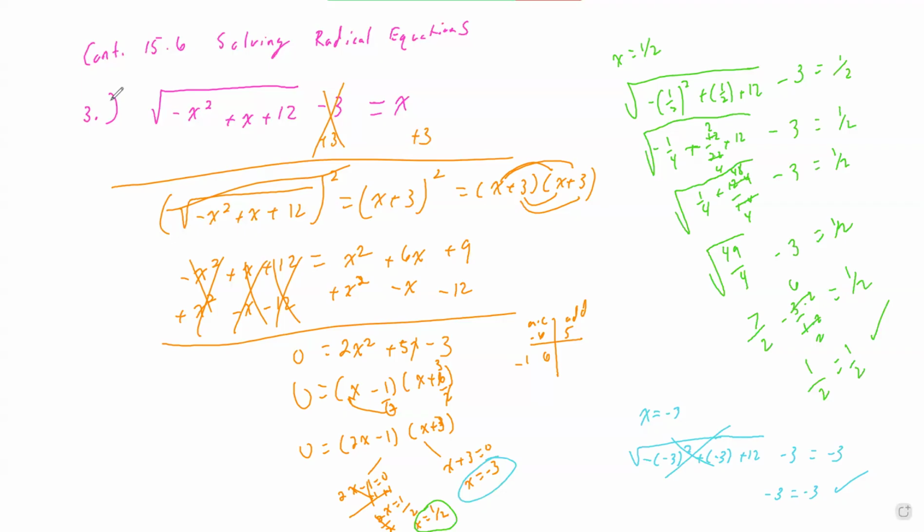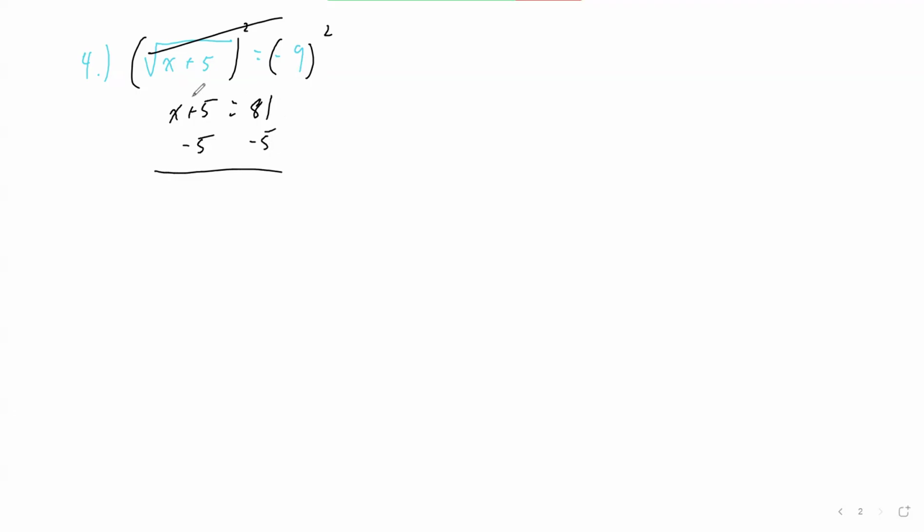All right, so let's look at another one. Let's look at number 4. We have the square root of x plus 5 equals -9. All right, so it's already isolated. So I can go straight into squaring it. This gives me x plus 5. -9 squared is 81. I'll subtract 5. 81 minus 5 is 76.